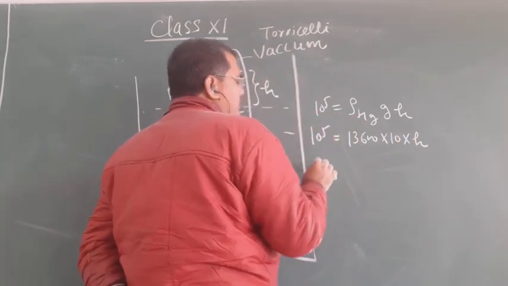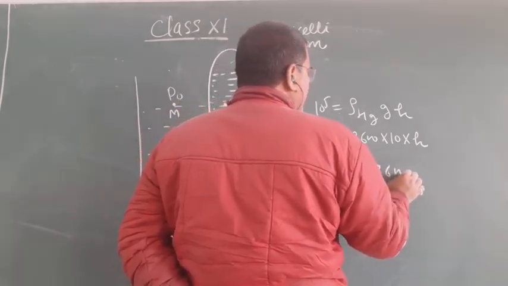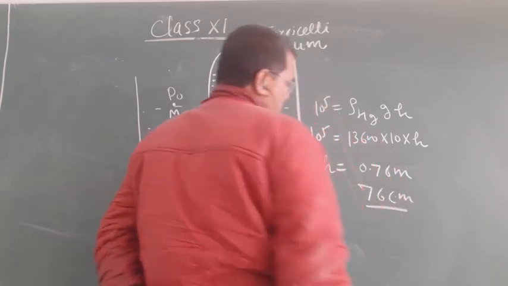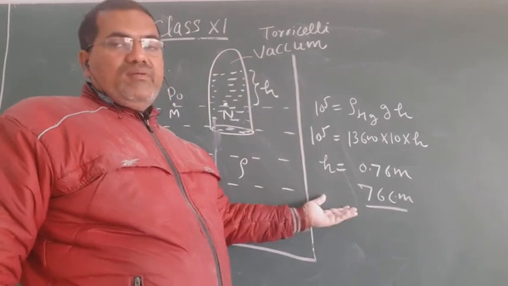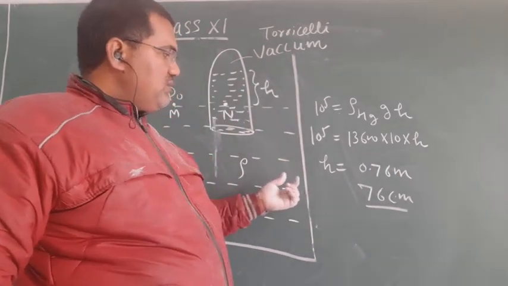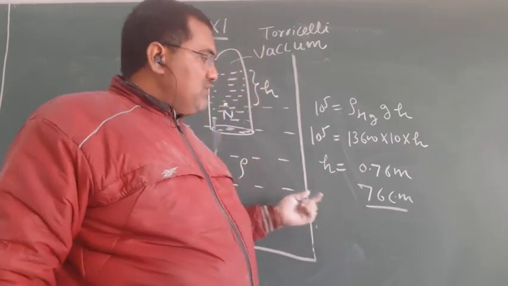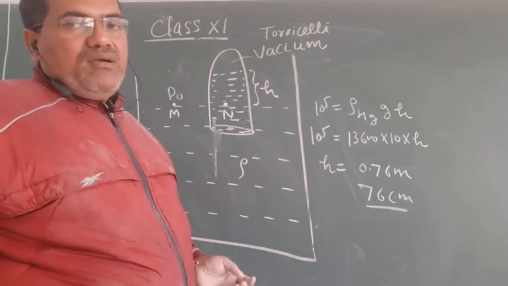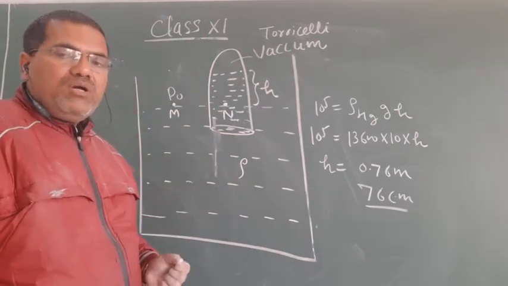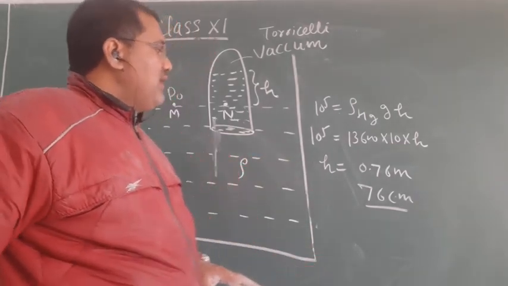If you can solve it, then you can find H = 0.76 meter, that is 76 centimeter. So it is more useful because one atmospheric pressure, ATM, is measured by only a 76 centimeter length barometer tube. So in a barometer, mercury is more useful than water.